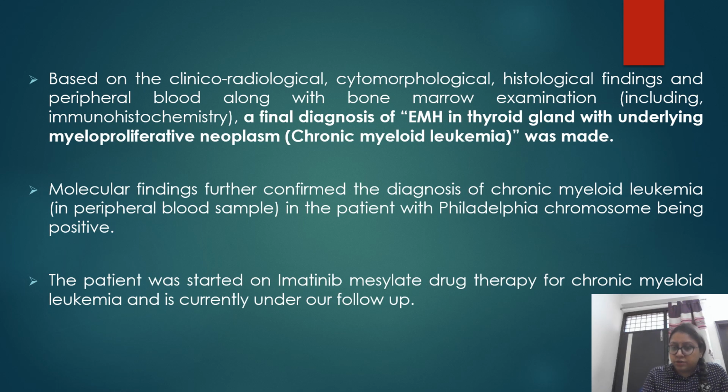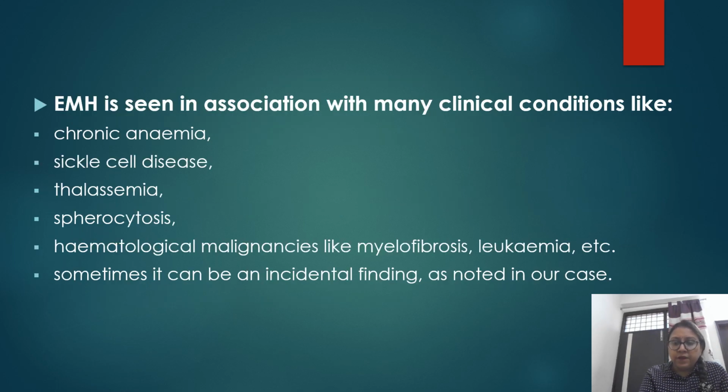So what is the most important drug in this patient's therapy? Imatinib mesylate drug therapy was given to the patient, and in fact till date the patient is under clinical follow-up and she is doing perfectly fine. And you know what? Her count after this imatinib mesylate therapy decreased from 98,000 to 6,000. So EMH is seen in association with many clinical conditions.